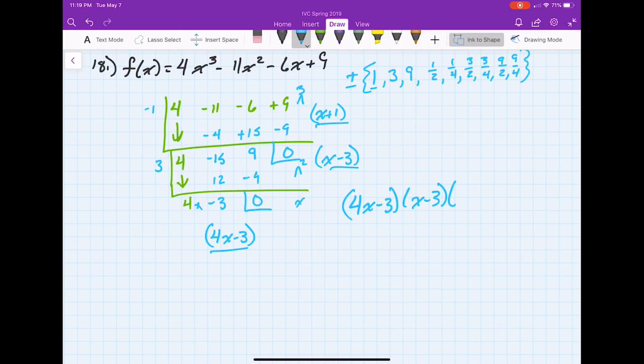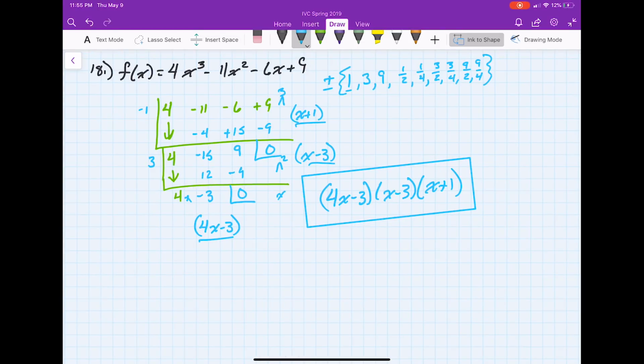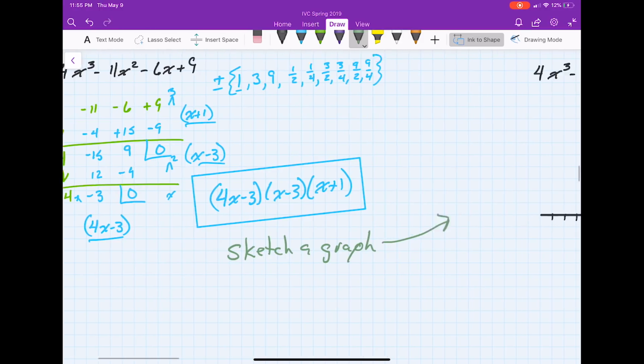4x minus 3 is a quantity, and then x minus 3, and then x plus 1. So there you go. Now, the directions only say to do this much, but our instructor said, well, you might have to sketch this graph. So what would you do if you had to sketch a graph of this?